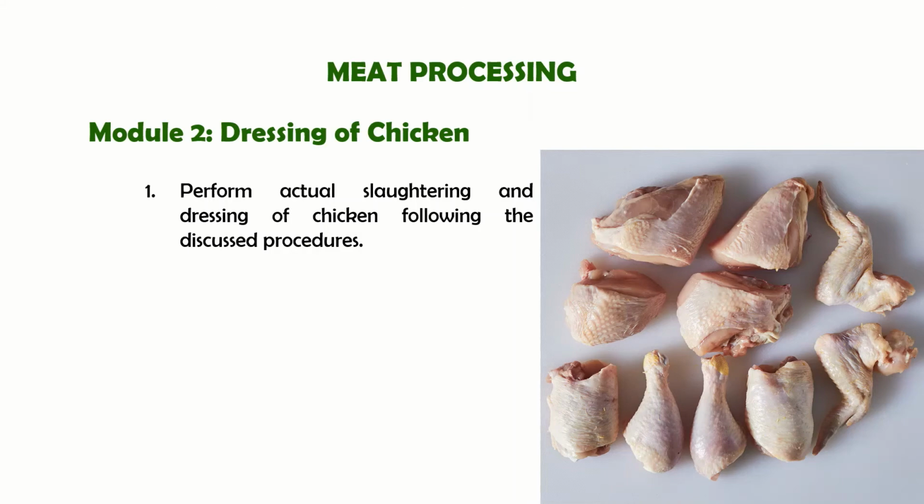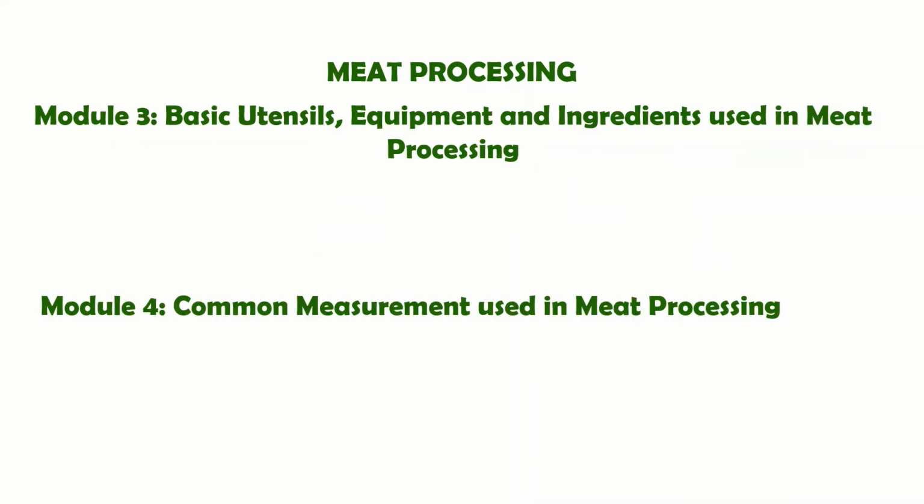Okay. Next is module 3 and 4. You will be familiarized with the important utensils and equipment in meat processing. You will submit a list of 15 ingredients that are commonly used in meat processing. You will also include its function, purpose, and photos. Okay, I will also post your assessment task after this module, and in module 4, for the common measurements, you will also be answering some assessment tasks.